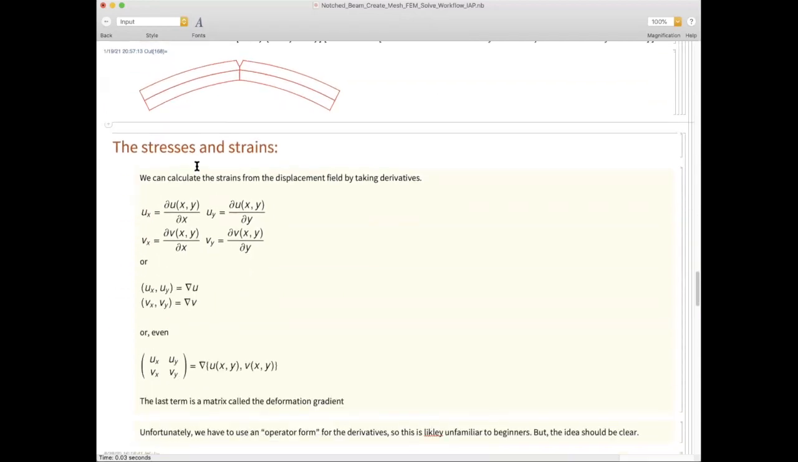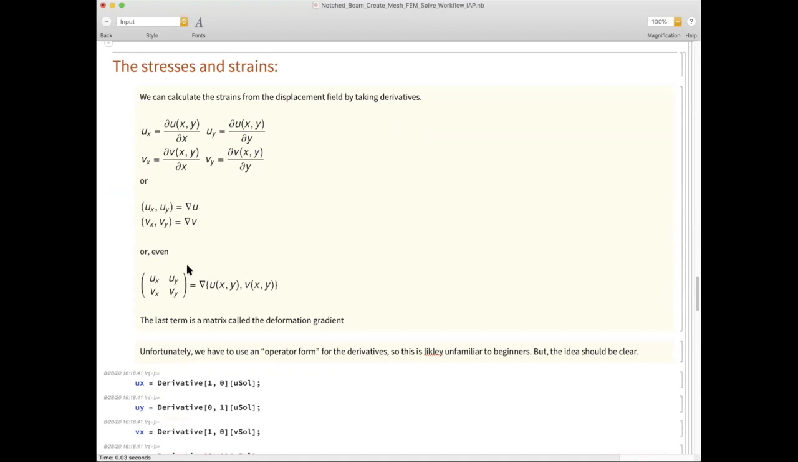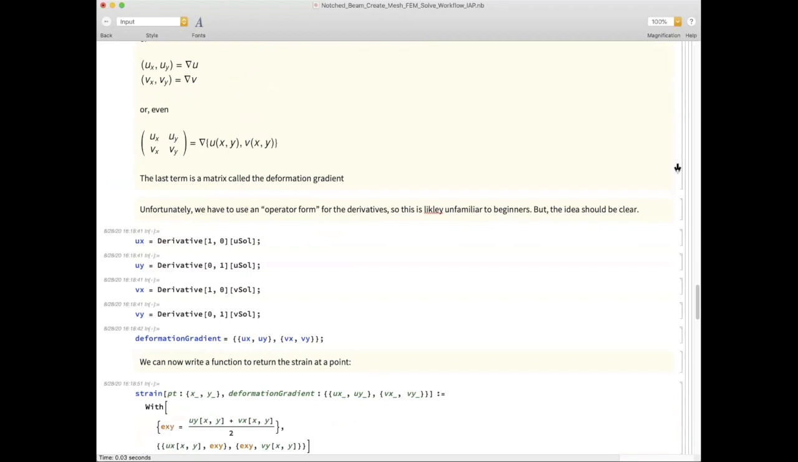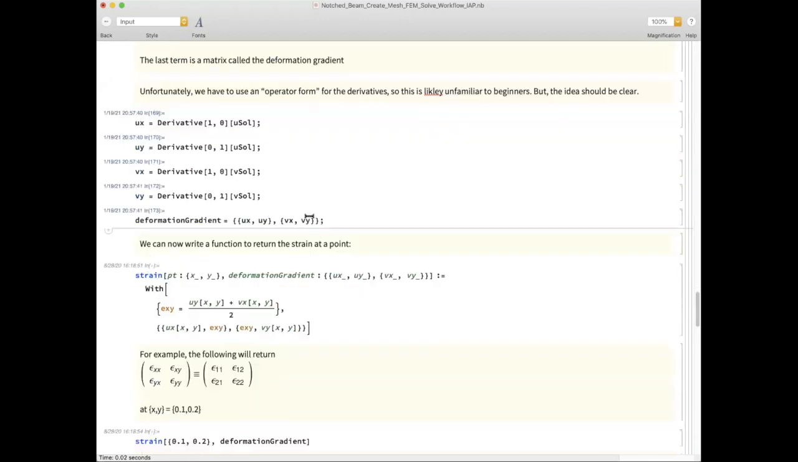So the definition of the strain gradient is ux, uy. This is the gradient of a vector, so I get a matrix. I'm going to define all of those derivatives, ux, uy, explicitly. It's a little bit easier to do it this way. And I have my deformation gradient, which is a matrix of interpolating functions.